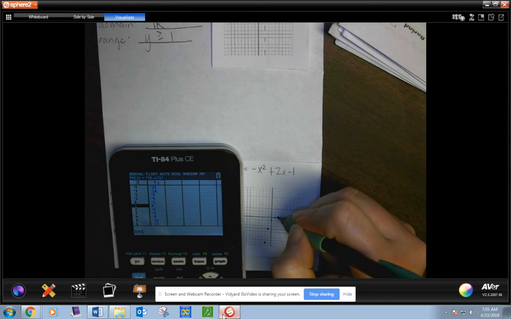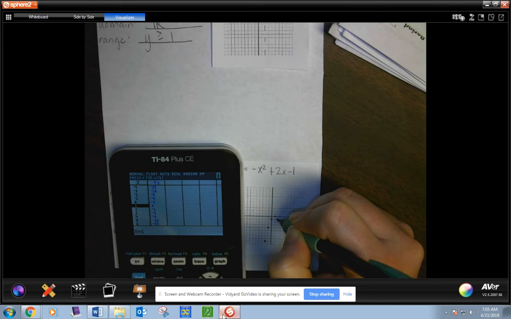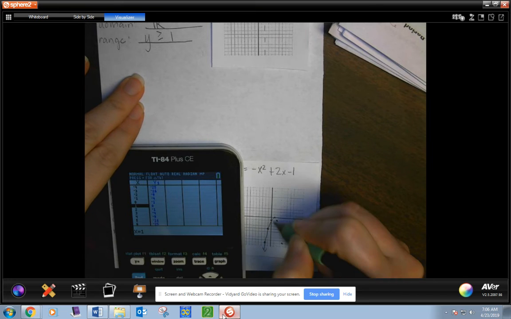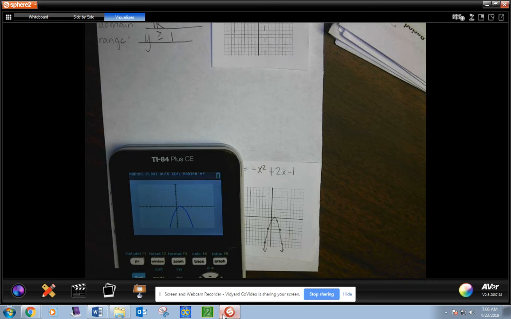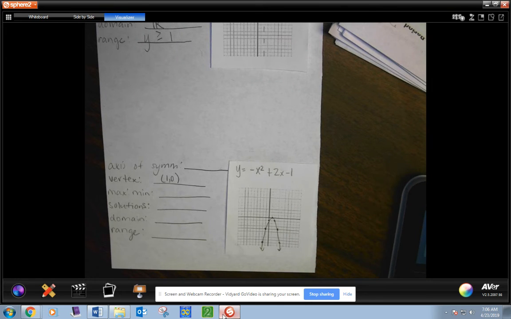Now I'm just going to mirror those points. So this becomes 2 and then -1. I can do 3 and -4, and I can do 4 and -9. I'm going to draw in my parabola, and remember, put those arrows because the calculator only shows so much, so we know that it keeps going. Okay, now that I have that, I'm going to work on my other information.